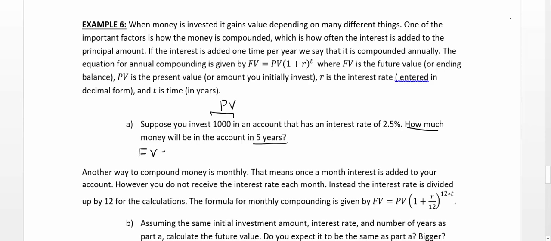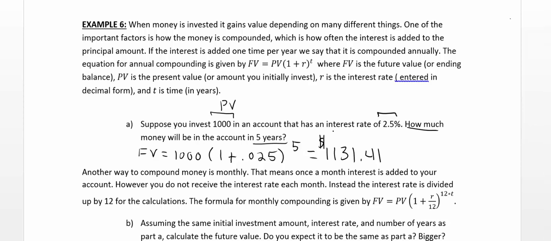So we're going to be using future value equals 1,000, that's our present value, times 1 plus r. My rate here is 2.5%. To turn that into a decimal, I write 0.025, to the t, but my t here is 5 years. So my future value can be found by computing all these numbers very carefully in my calculator. I punch them all in, and my future value on this investment is going to be $1,131.41.